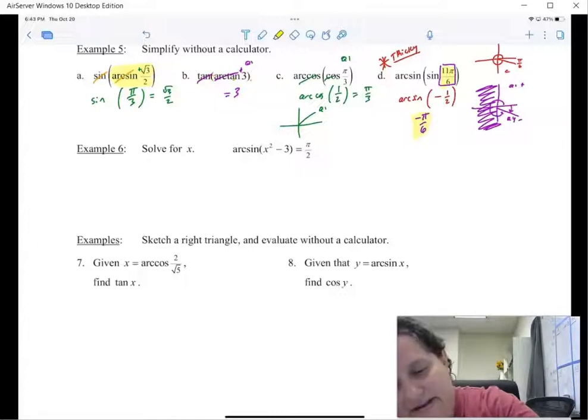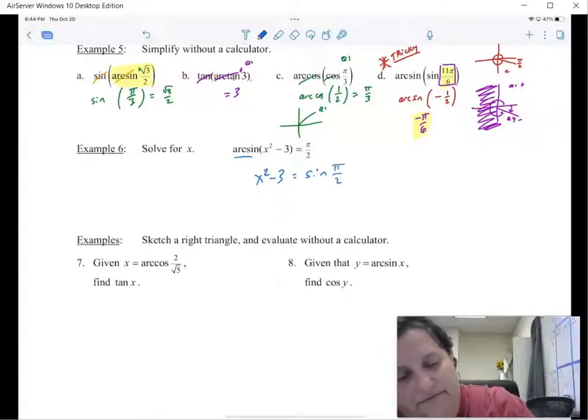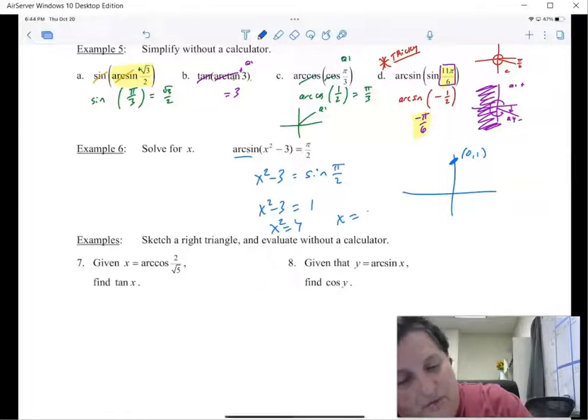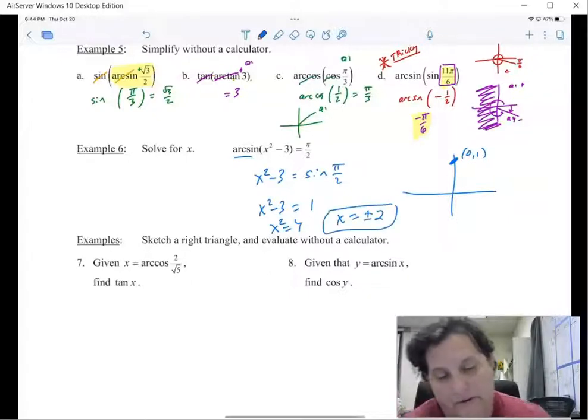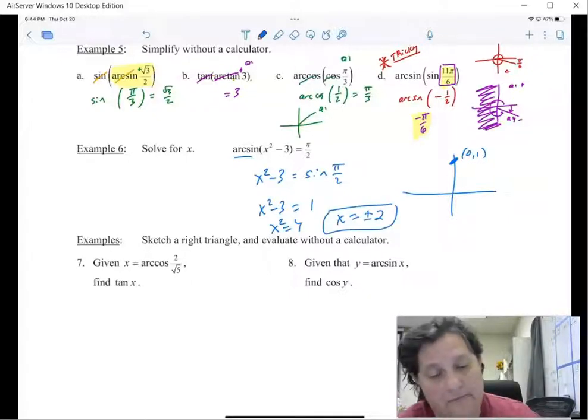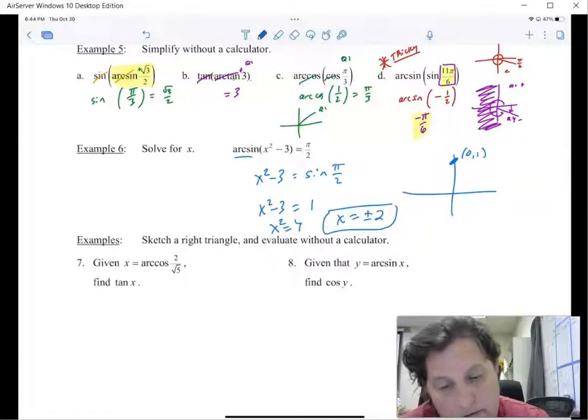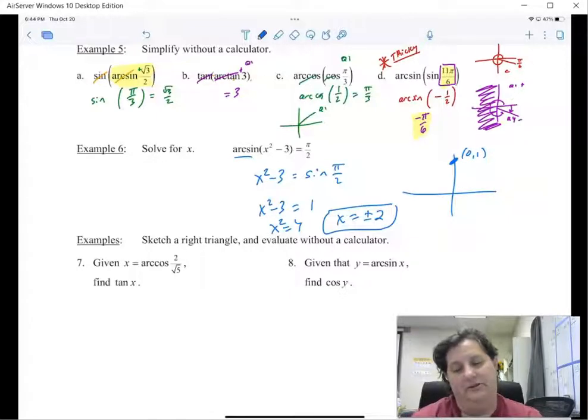Solve for x. Here we go. If arc sine of that is a half, that's pretty much the same thing as saying this equals the sine of pi over 2. The sine of pi over 2, that's the point 0, 1, is 1. So x squared equals 4, so x should equal plus or minus 2. And that's correct. Yep, plus or minus 2.